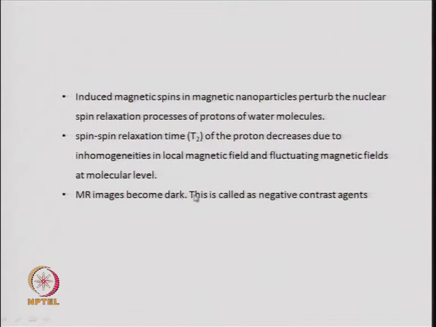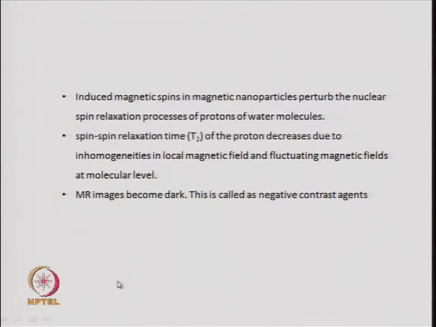So, this is what we discussed, that the particles induce magnetic spin and perturb the nuclear spin relaxation process of the protons of water, and the T2, the spin-spin relaxation time of the proton, decreases due to inhomogeneity in the local magnetic field and the fluctuating magnetic fields at the molecular level, and the images become much darker. This is called a negative contrast agent. You can also have a positive contrast agent where the images will become lighter. So, here the image becomes darker wherever the particle is.